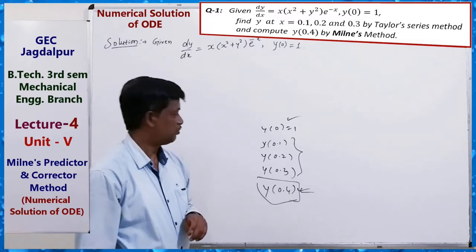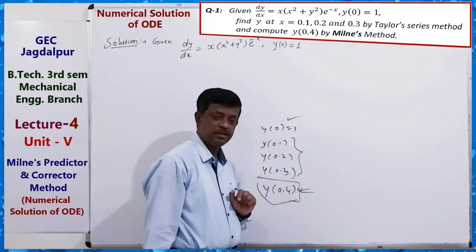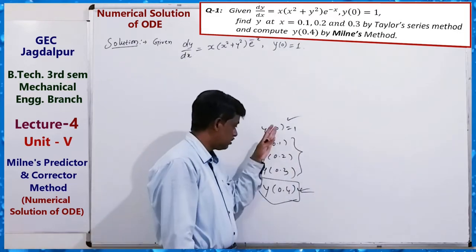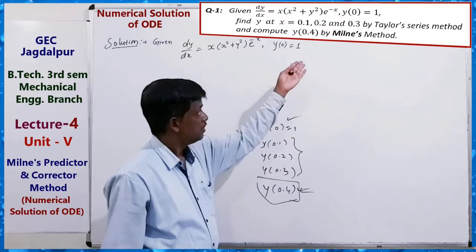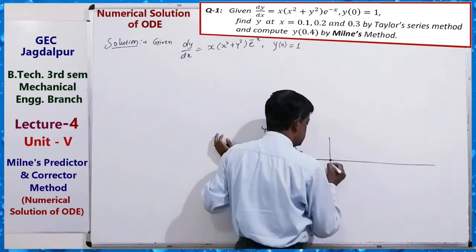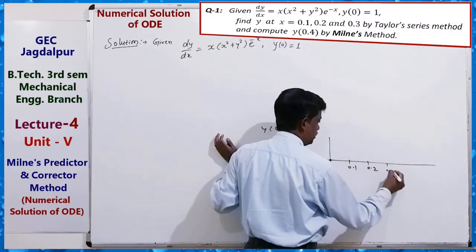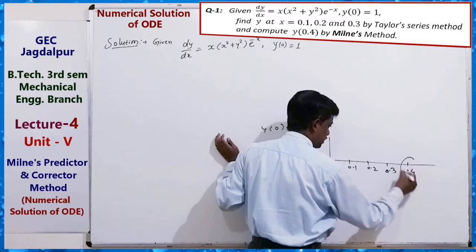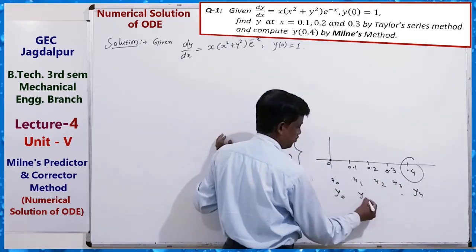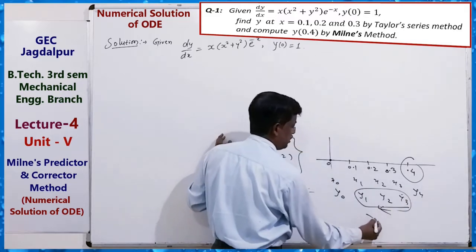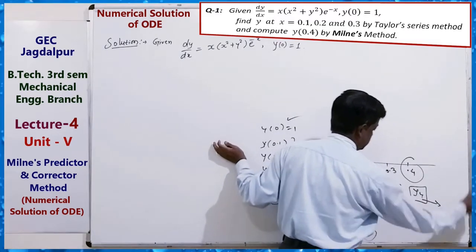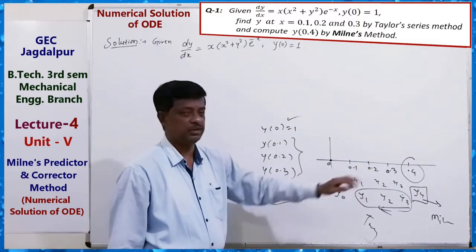And we have to find the values of y.1, y.2, y.3 by using Taylor series method. You can use any method: Euler's method, modified method, Picard's method, Taylor's method, and Runge-Kutta method. Here it is given that you have to find them from Taylor series method. So our interval is just like this: 0, 0.1, 0.2, 0.3, 0.4. This is our targeted value y4. These are x0, x1, x2, x3, with corresponding values y0, y1, y2, y3. These three values will be found by Taylor series method first, and then y4 will be predicted by Milne's method. Clear? So first of all, we have to find y1, y2, y3 from Taylor series method.